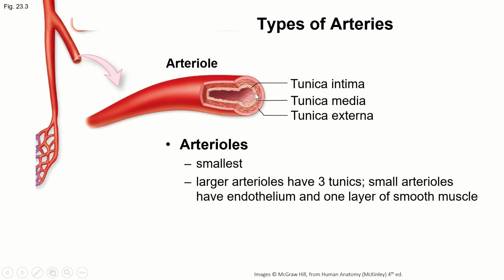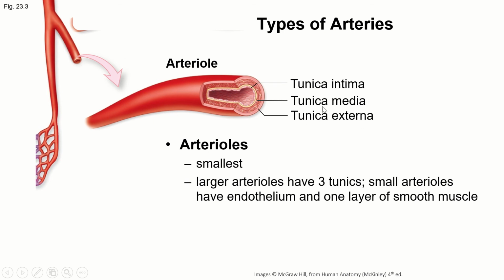And then the smallest are the arterioles. We're going to have arterioles that as they branch get smaller and smaller and smaller. So there are actually many different sizes of arterioles. The largest arterioles are going to have all three tunics. As they get smaller, they lose the tunica externa.